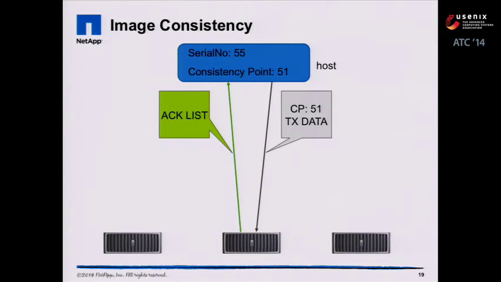So even though there is a window of failure, Violet does guarantee to keep the durable image consistent. So we maintain two variables inside the library. One is a monotonically increasing serial number. Each transaction receives a serial number.